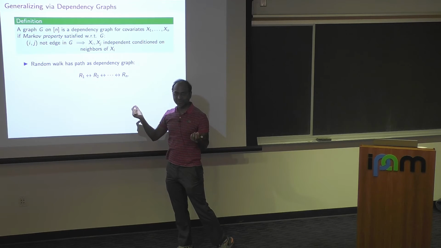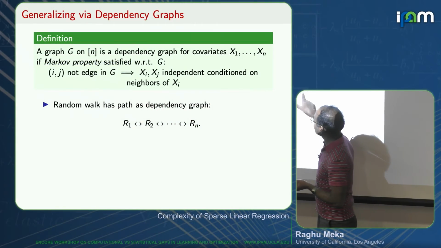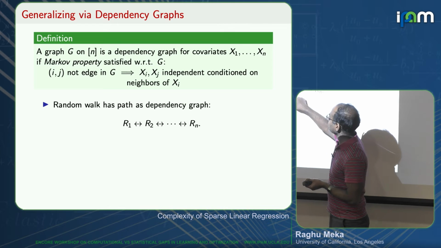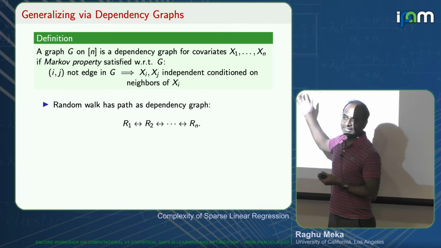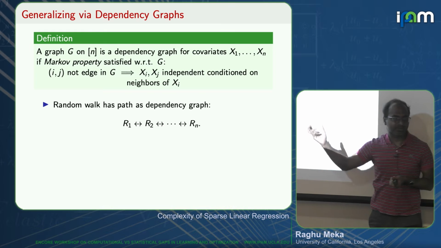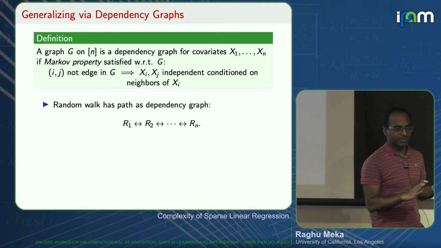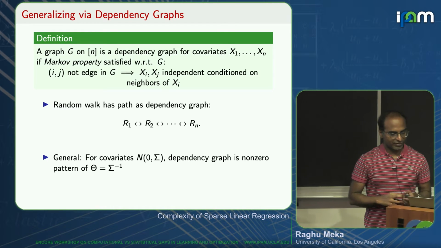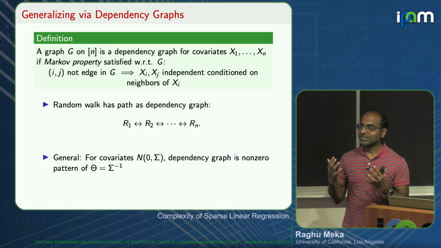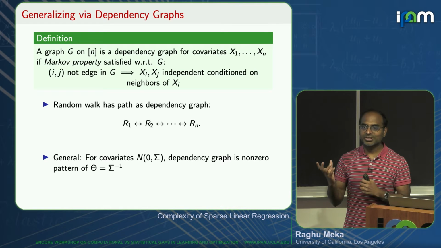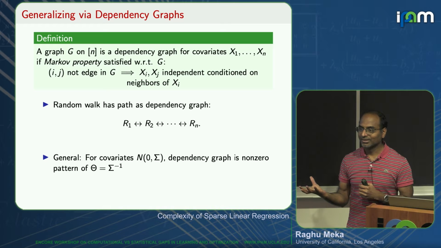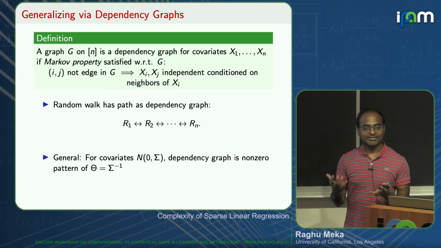It's just the path, right? If I take any two vertices, once I condition on a neighbor, they become independent. That's exactly what we used, right? So this is the abstraction that we're going to work with, that for general covariates, you can always define this notion of dependency graph. And Gaussians have this beautiful property that given sigma, I can exactly tell you what the sort of minimal dependency graph is, right?